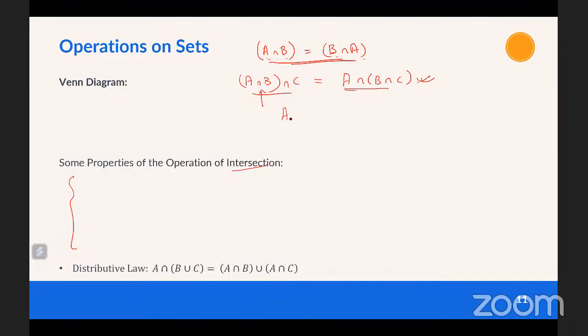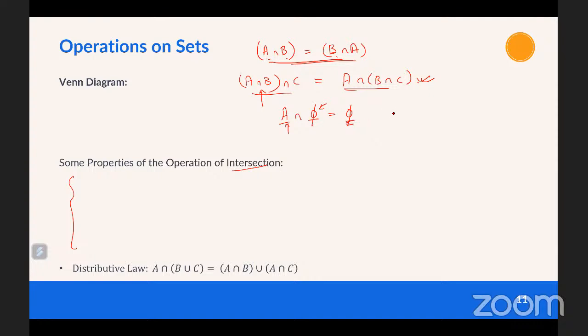Now if we do intersection of A with an empty set, you will get an empty set, because the empty set contains no elements and set A has some elements. But what is the common element between the set A and the empty set? There is no element which is common in the empty set and the set A. Therefore, you will get this empty set.